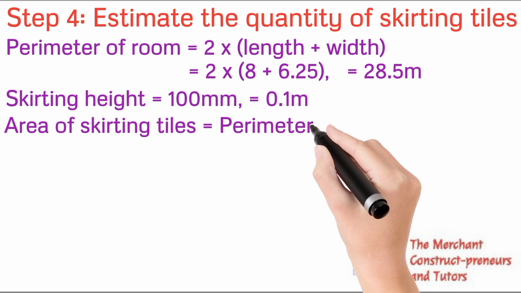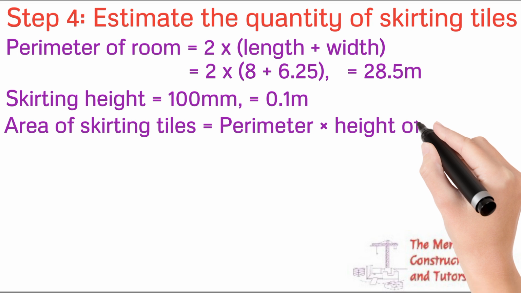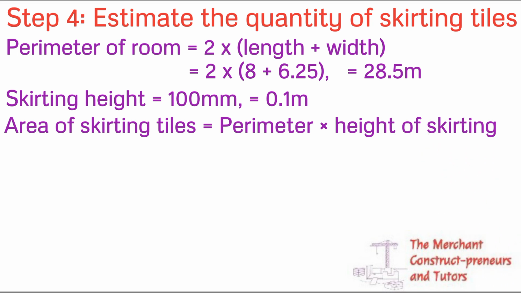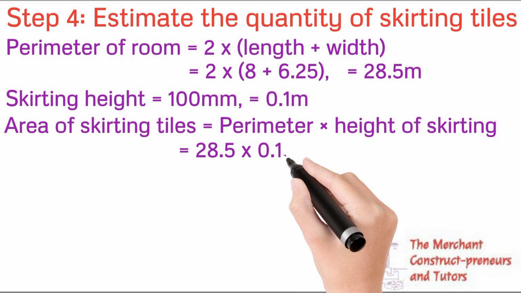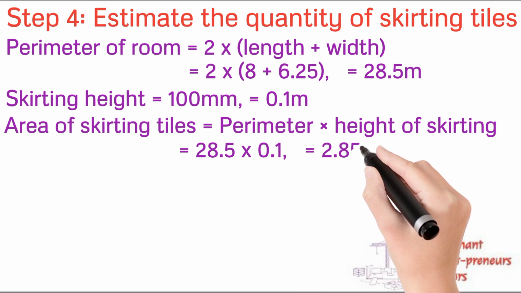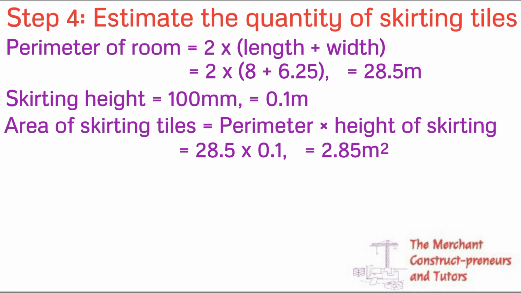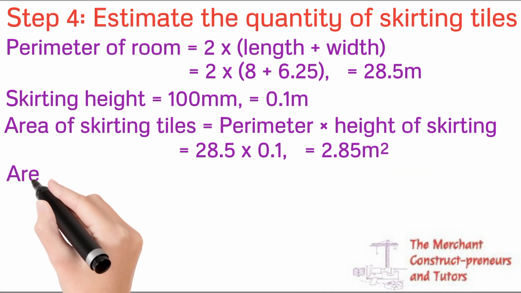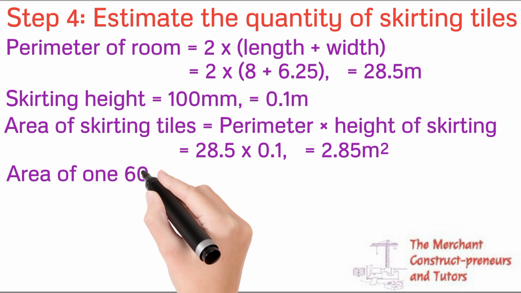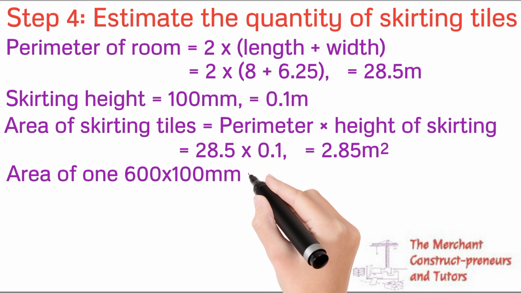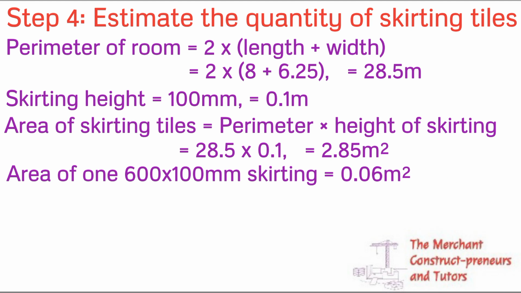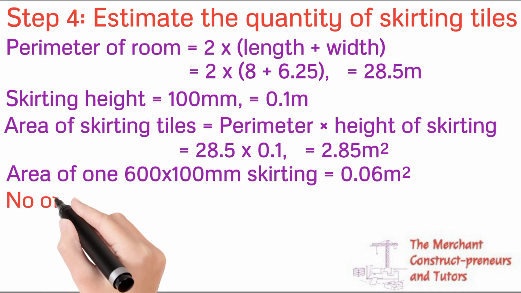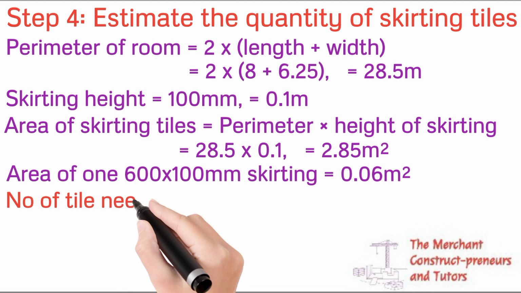So the perimeter is 28.5 multiplied by 0.1. We have it as 2.85 square meters. I don't know if this explanation is clear. The quantity of skirting is just around the perimeter, so the length of the room perimeter multiplied by the height will give me the area of tiles. And for one 600 by 100 mm skirting tile, that is one strip of skirting tile, we have 0.06 square meter.